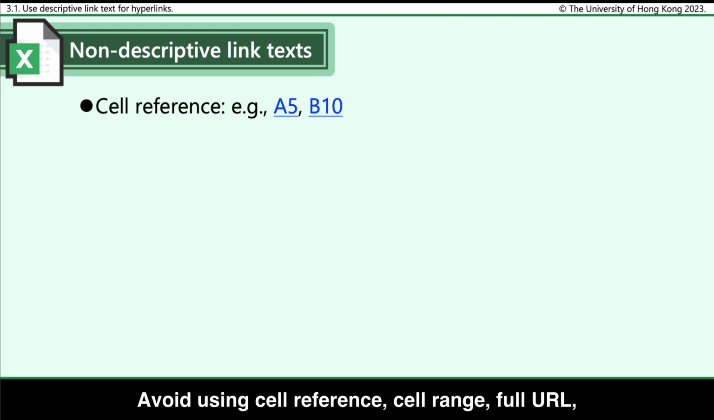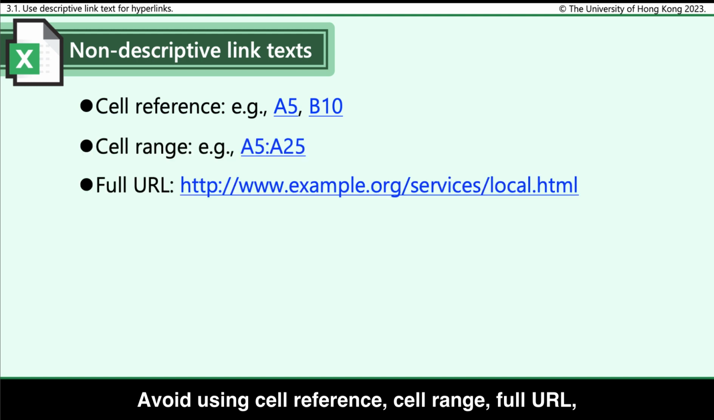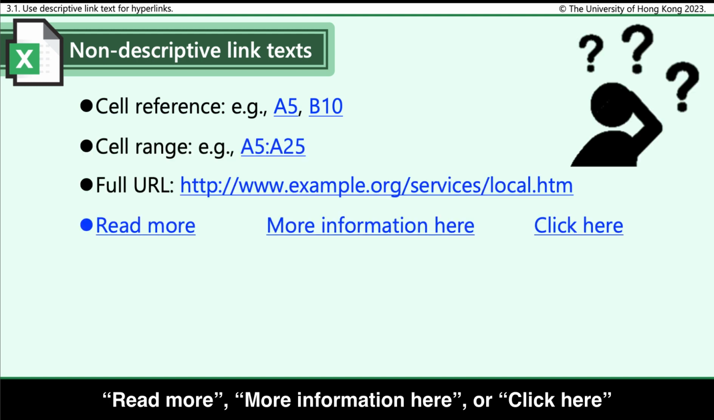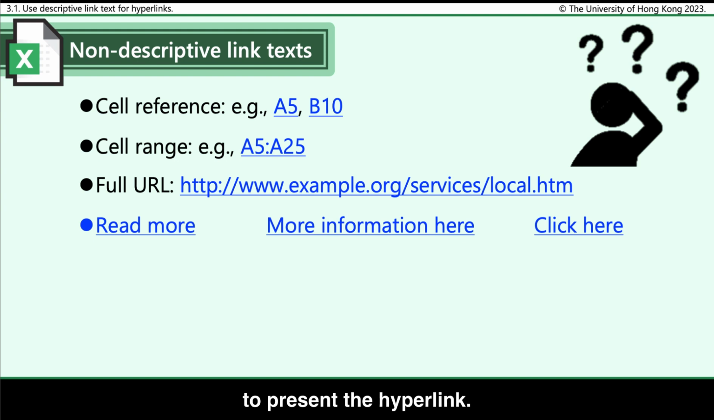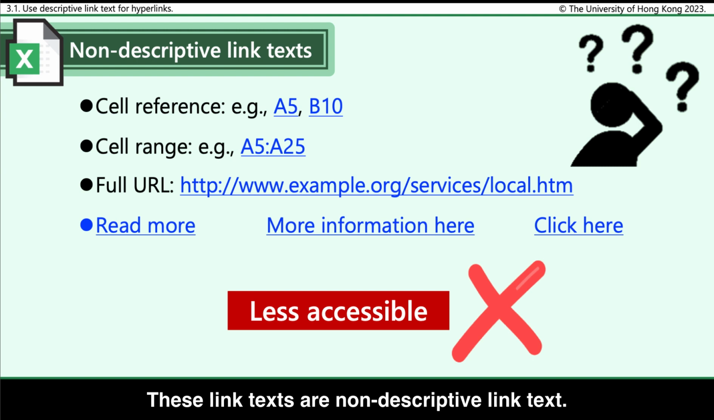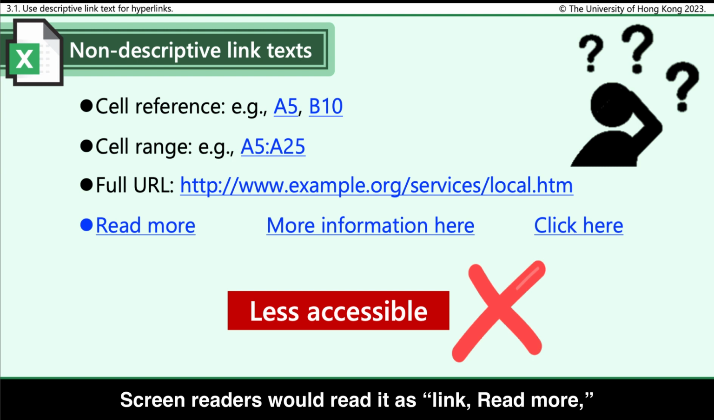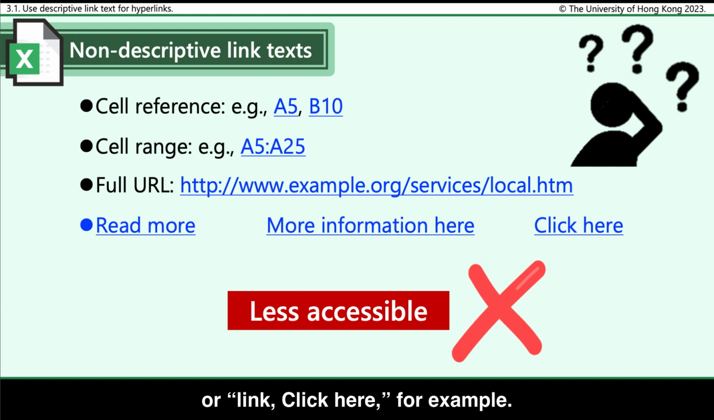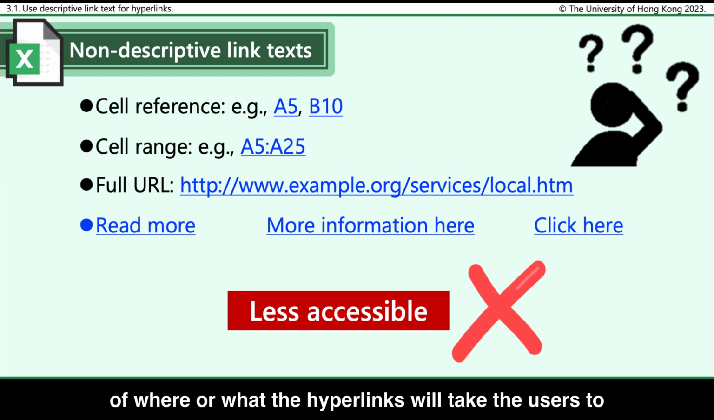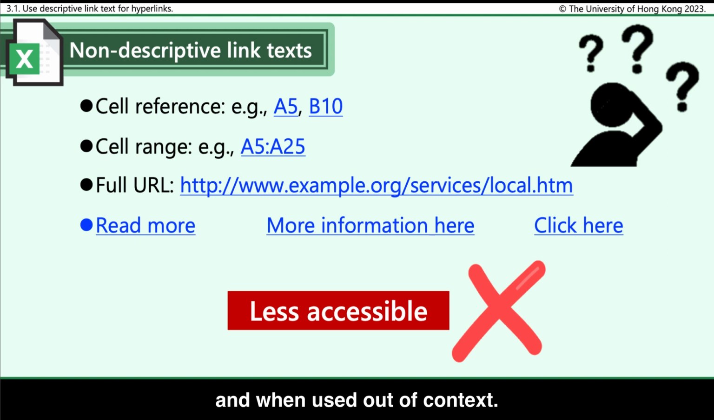Avoid using cell reference, cell range, full URL, and/or vague link text such as read more information here, or click here to present the hyperlink. These link texts are non-descriptive link text. Screen readers would read it as link, read more, or link, click here, for example. It is confusing as it does not provide meaningful information of where or what the hyperlinks will take the users to, and when used out of context.